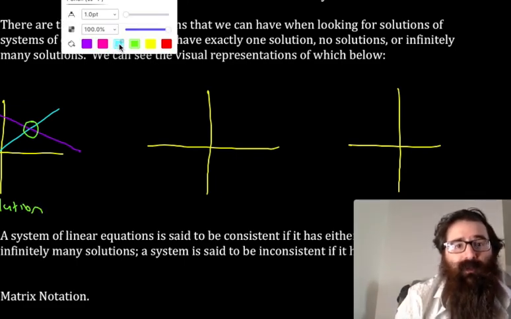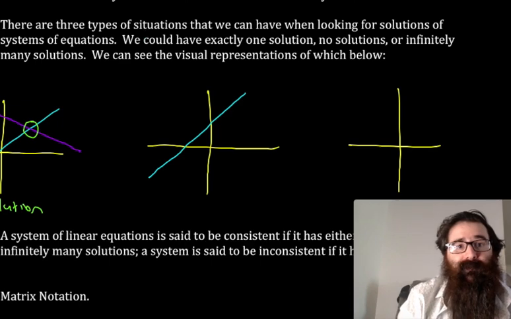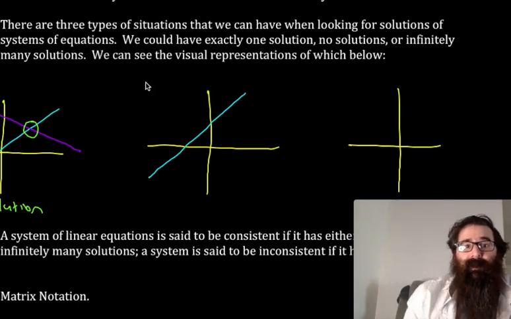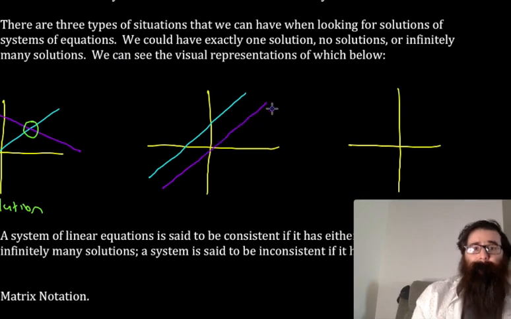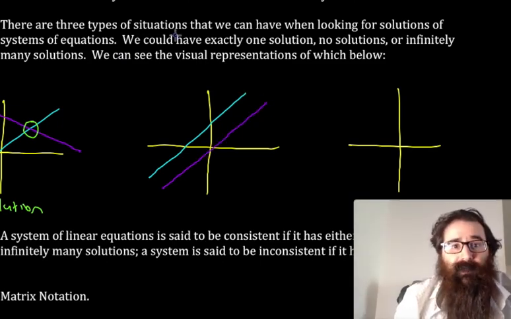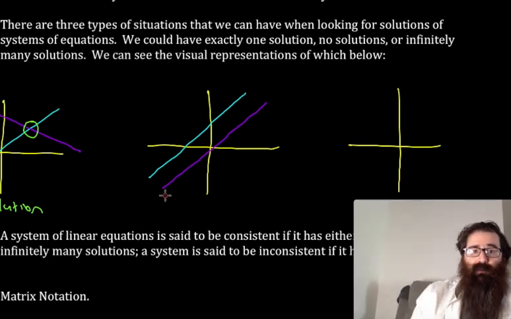As opposed to, we could have a situation where we have, say, no solution. So that could be my first line, and then let's say we have something parallel with a different intercept, same slope though. We'd say in this case we have no solution.